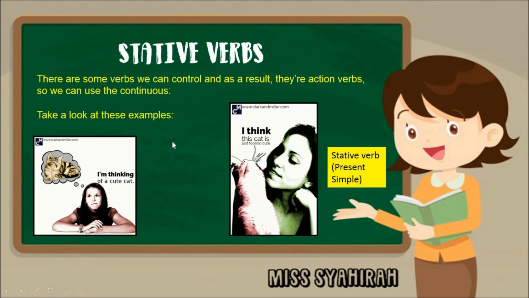But at the same time, think can be used as an action verb. So, ada ing. I am thinking of a cute cat. Sedang berfikir. Ni action. Okay, so jadi action verb. Ada jugalah yang boleh jadi both. Dua-dua boleh jadi action verbs and boleh jadi stative verbs. So just remember, stative verb use present simple. Action verb ada ing.